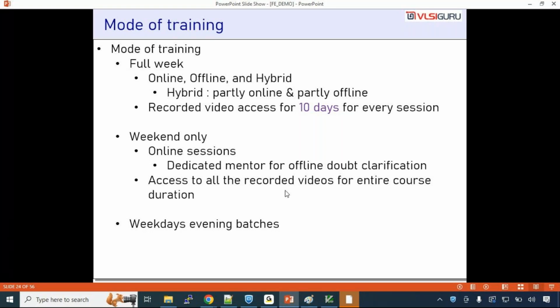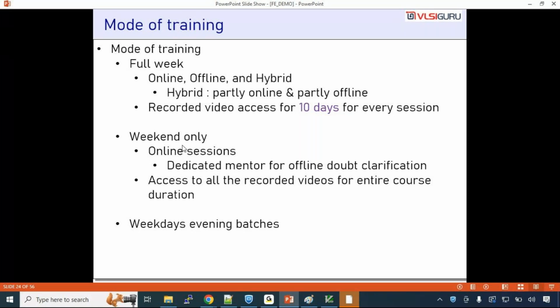Whereas full week will be any mode, because in full week I know there are 30 people who come to the institute, and I do offline. But in online weekends only, only one person will come. For him, asking my trainer to come here and do it again offline will be difficult. But for doubt clarification, yes, you come here, we'll arrange a trainer to clarify the doubts.